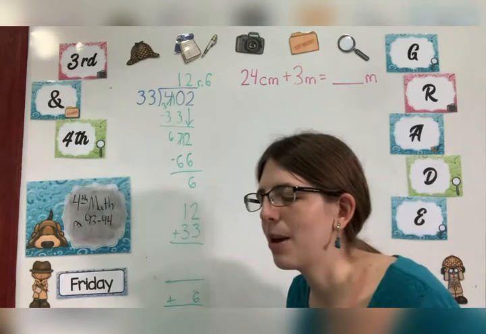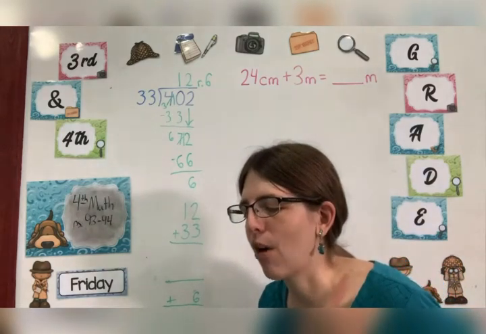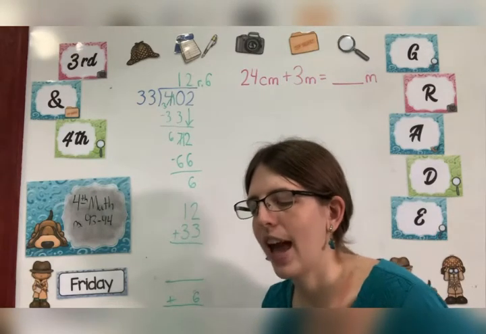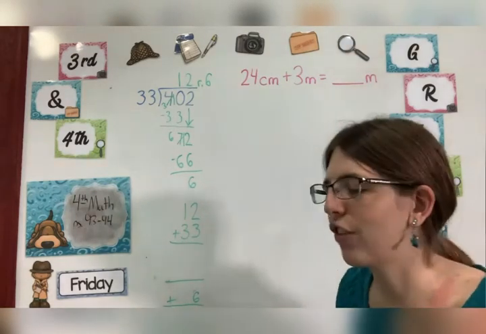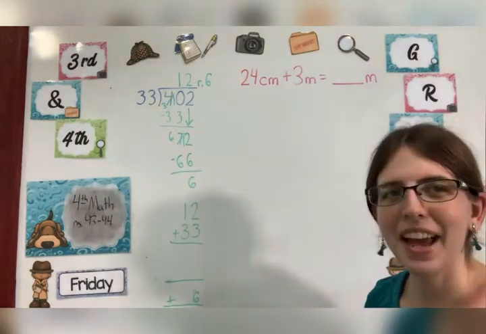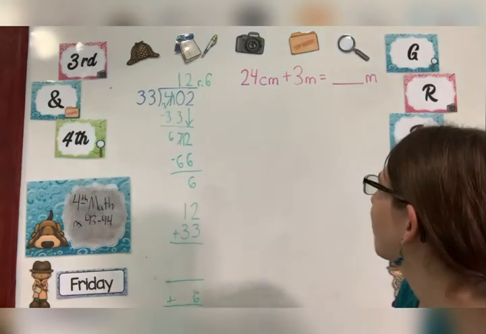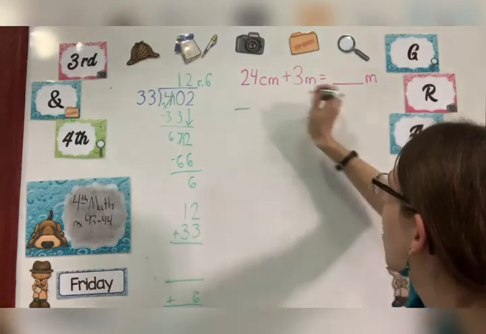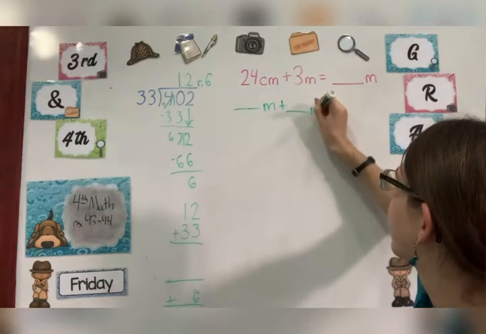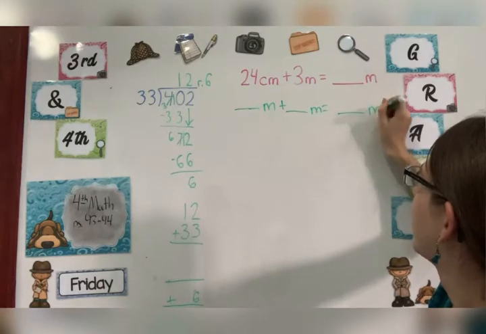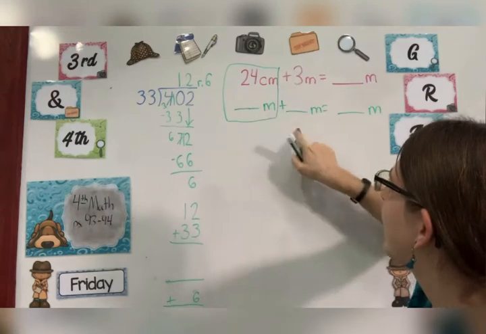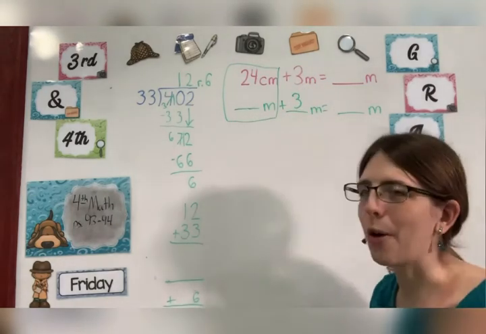All right, number 4 says solve these measurement problems. You have 24 centimeters plus 3 meters equals how many centimeters? That's letter A of number 4. We're going to do letter A together, and then I'm going to let you do B on your own. So I know I'm looking for meters. This first one, the units don't match, so I need to change it. But my second one, I have meters, so I'm good to go.